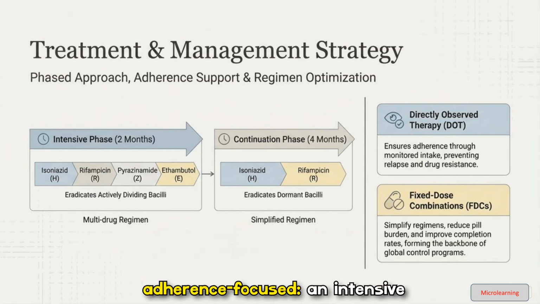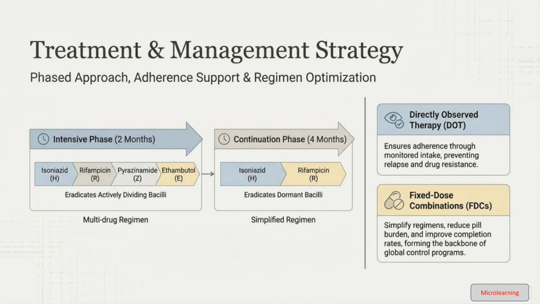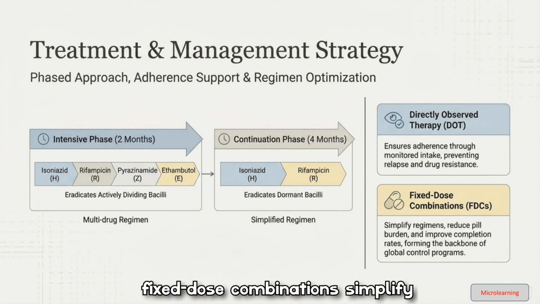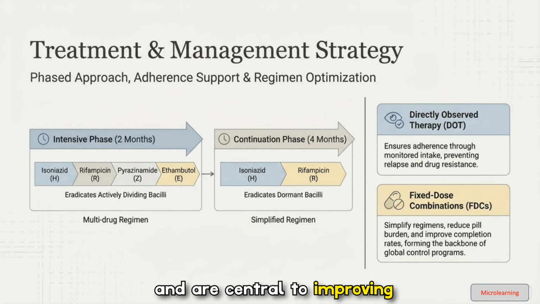Treatment is phased and adherence-focused. An intensive 2-month phase with isoniazid, rifampicin, pyrazinamide, and ethambutol is followed by a 4-month continuation phase to eradicate dormant bacilli. Directly observed therapy supports adherence and prevents resistance, while fixed-dose combinations simplify regimens, reduce pill burden, and are central to improving completion rates globally.